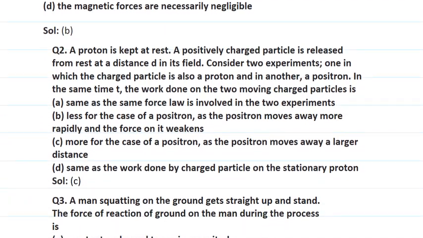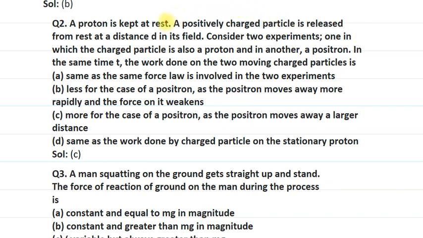So let's now come to the second question of the exemplar. A proton is kept at rest and a positively charged particle is released from rest at distance d in its field. So basically we have a positively charged particle, that is the proton, and around the proton, let's suppose positively charged, this is the region of the field of the proton. Around the proton, this is the field of the proton, and we release another particle from rest at distance d in its field. Let's suppose we have any other particle at distance d in the field of the proton.